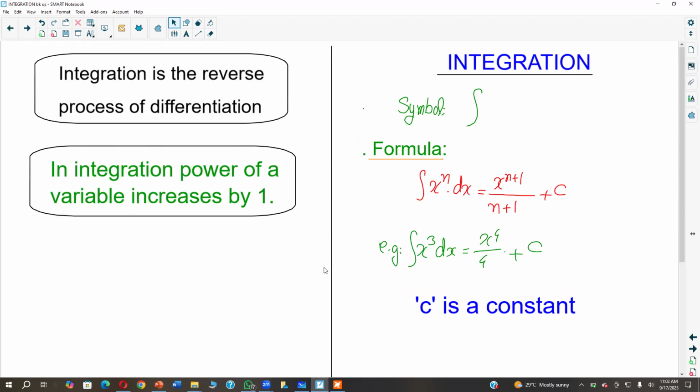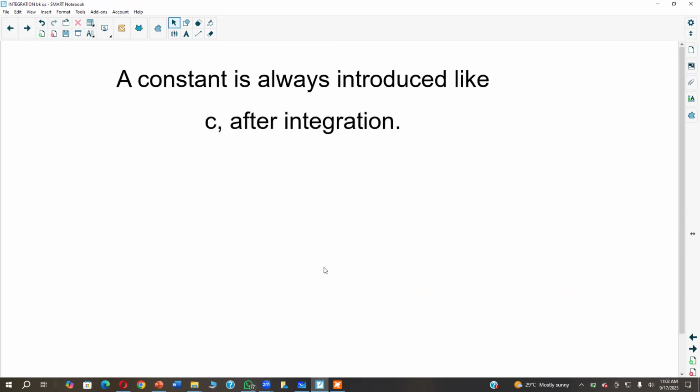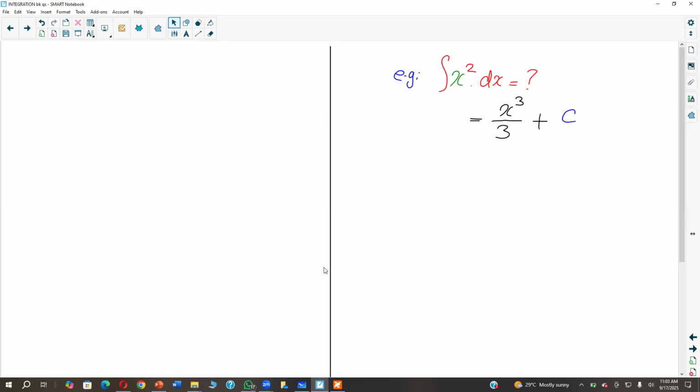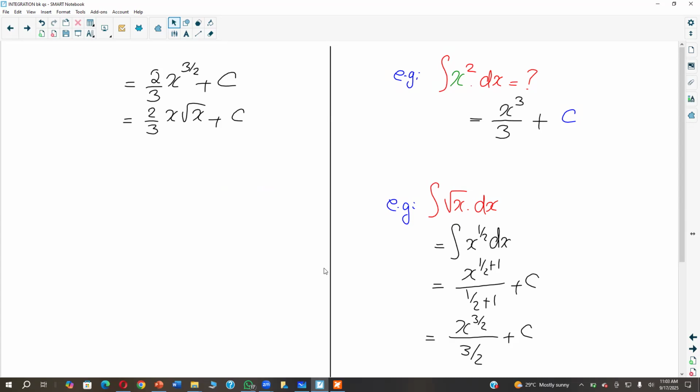Remember this concept that in integration, we increase the power by 1 and we divide by the same. Now remember that whenever you are integrating, you always have to put a constant like c after integration. Now this is an example, x squared dx. It will become x cube upon 3. When you come across the third form, under root x, it will become x power half plus 1 upon half plus 1, which is 3 upon 2. So we can move it up.